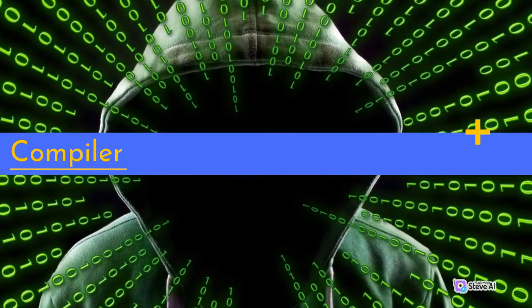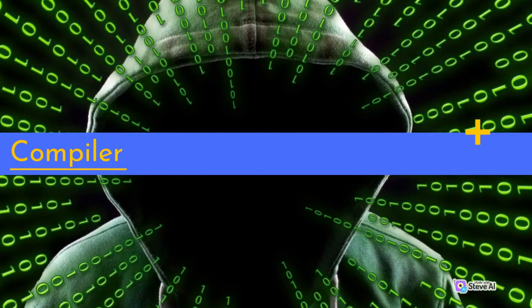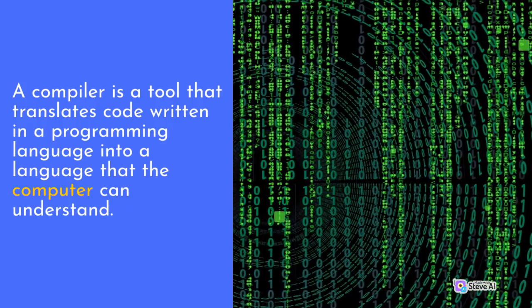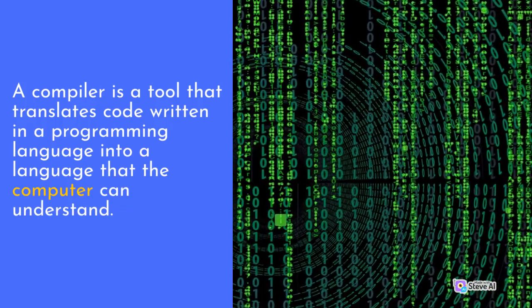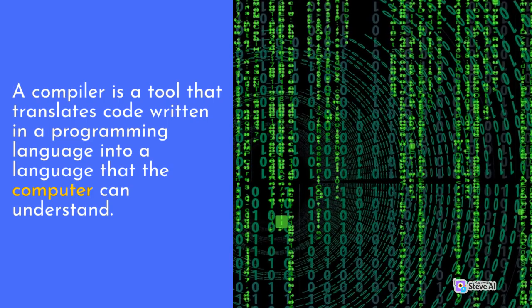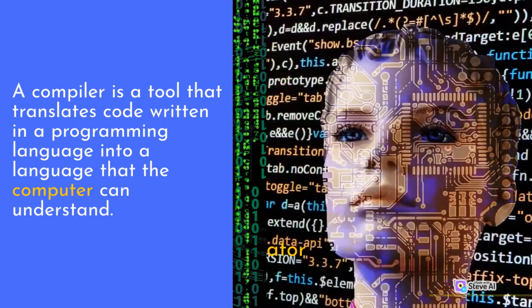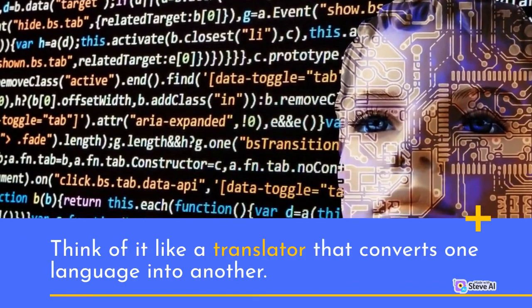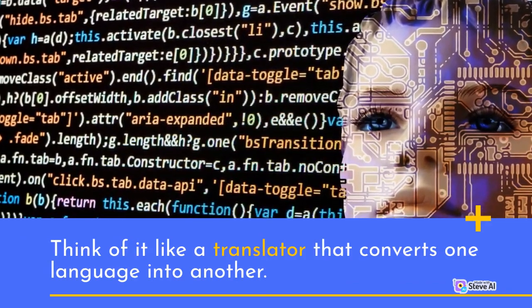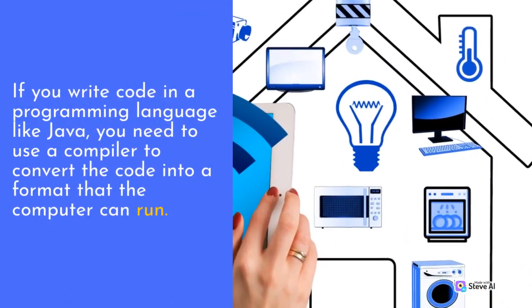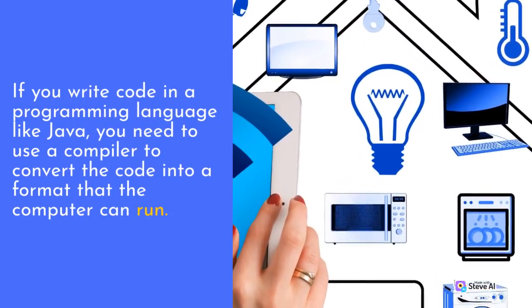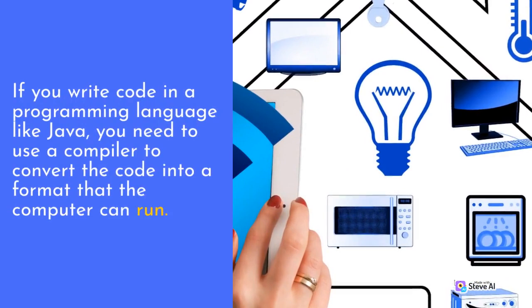Compiler. A compiler is a tool that translates code written in a programming language into a language that the computer can understand. Think of it like a translator that converts one language into another. If you write code in a programming language like Java, you need to use a compiler to convert the code into a format that the computer can run.